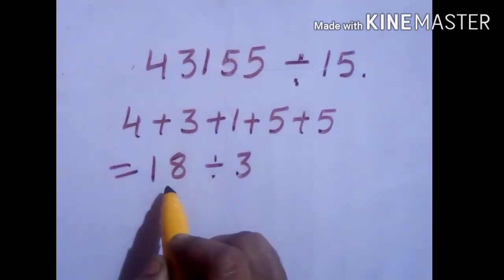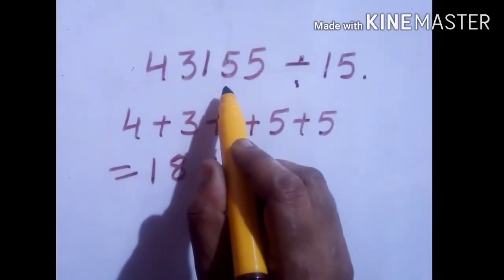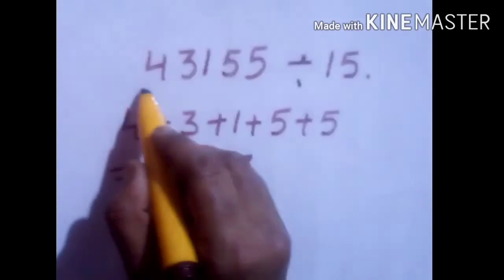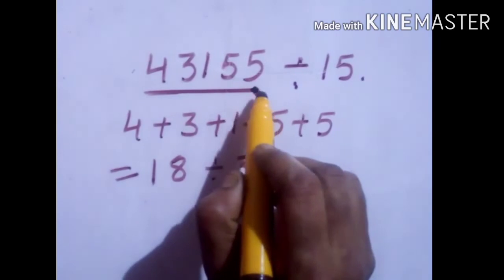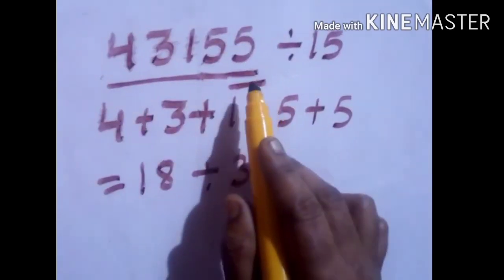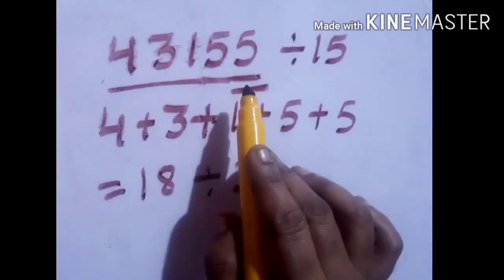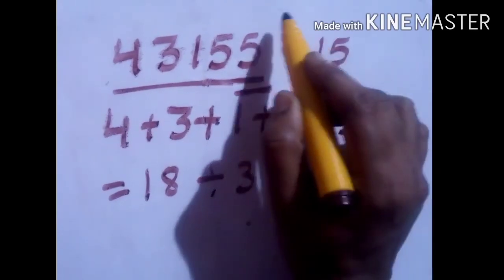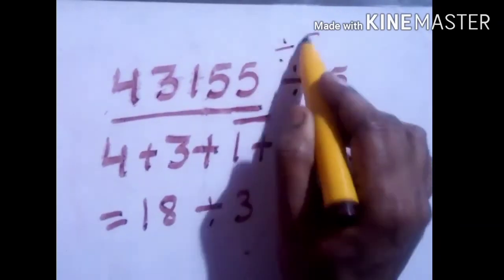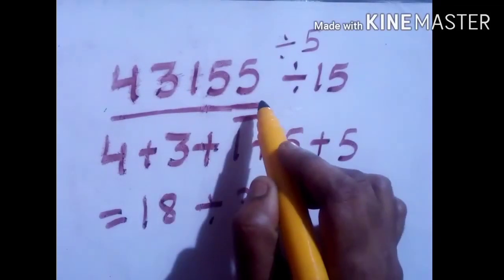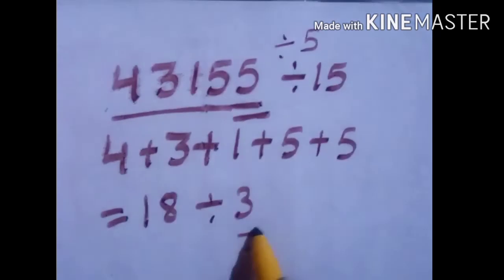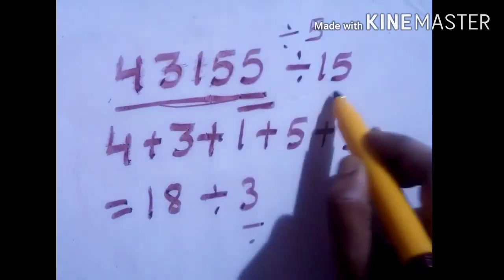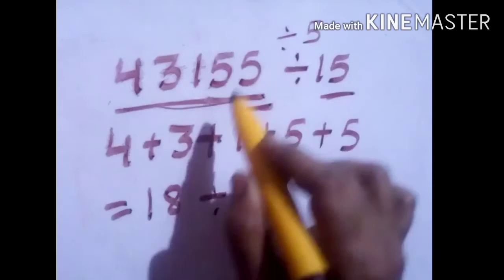Next we have to check whether it is divisible by 5. For the divisibility of 5, if the number has ones place 5 or 0, then the number is divisible by 5. You can see in this number the ones place is 5. So the number is divisible by 5 and 3. So the whole number will be divisible by 15.